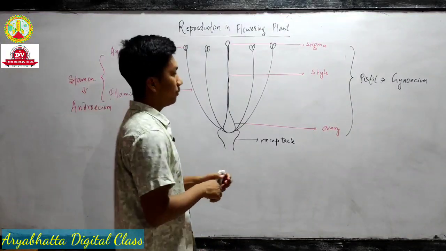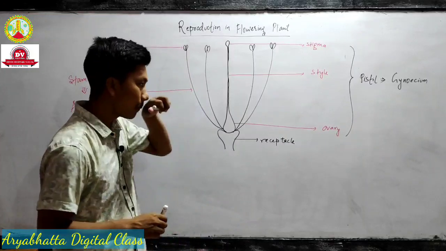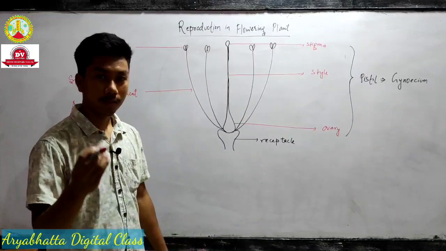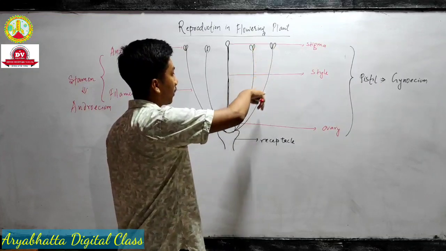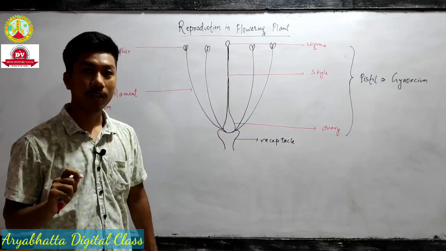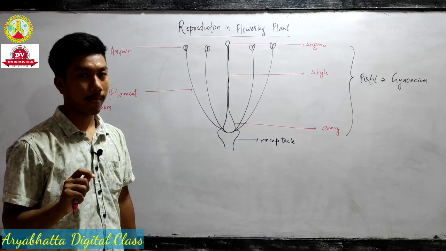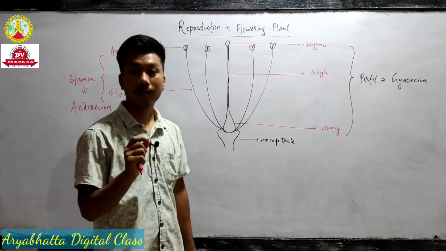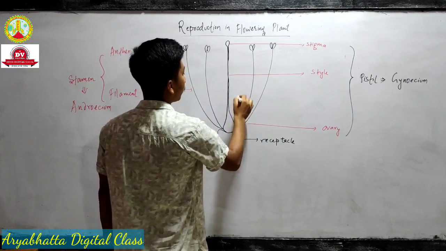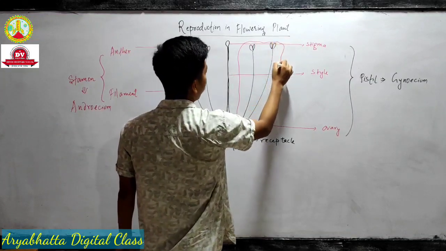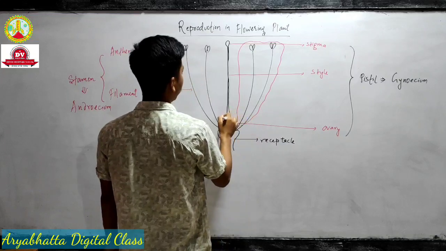Okay, so next, there is a cover structure which protects the male and female reproductive organ, and that structure is attractive in nature. They are colorful, right? There is a covering structure which protects the male and female.